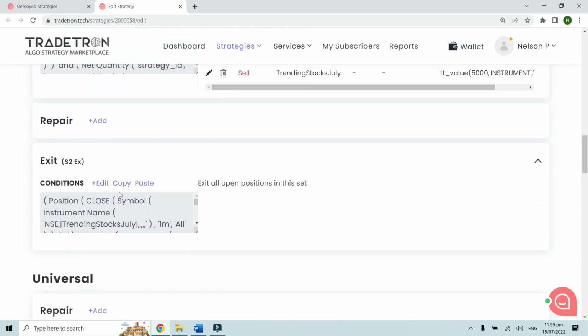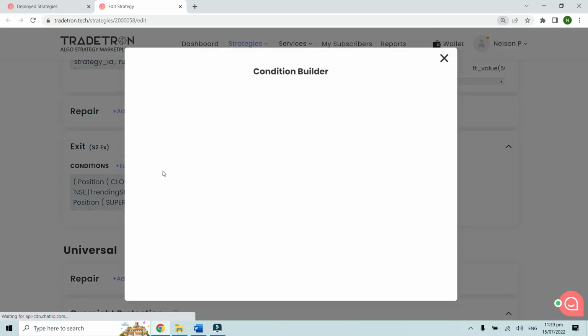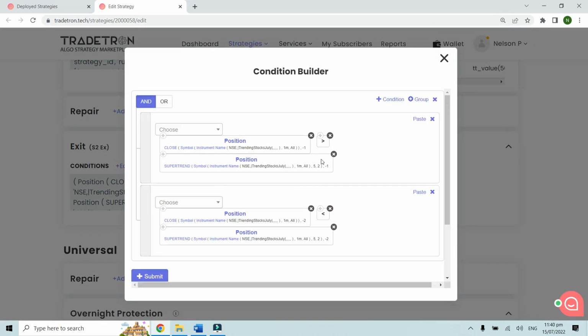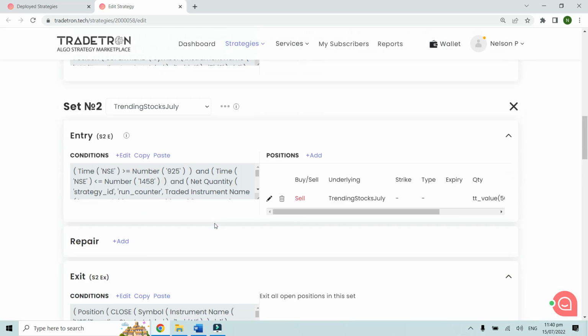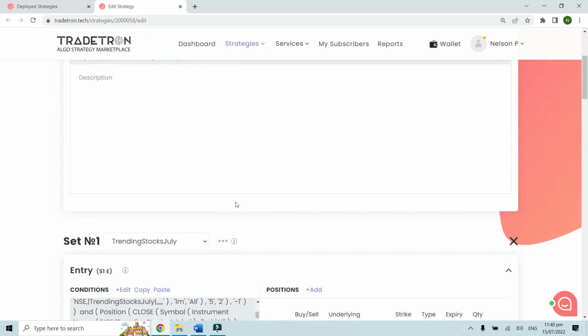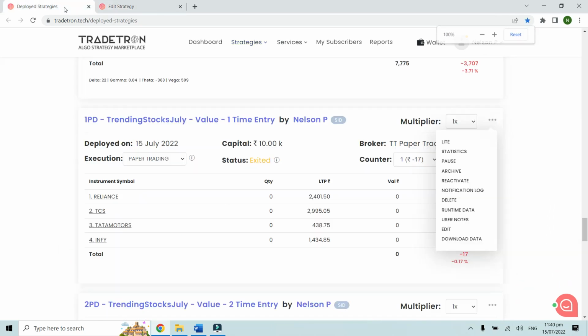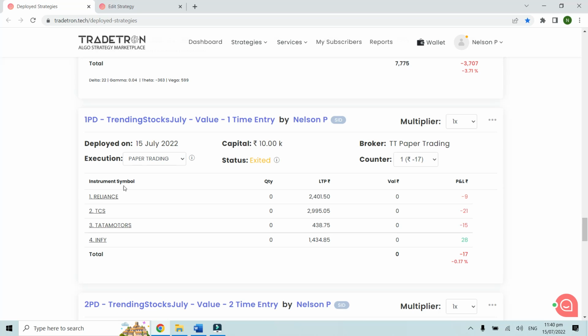And the exit for set number 2 is the upside crossover, where the close of the previous candle is greater than the Super Trend and the close of the previous to previous candle is lesser than the Super Trend. That is, the set number 2 exit will be similar to the entry condition of set number 1. It's a very simple crossover condition. We will see after creating this strategy what kind of trades it has taken. So this is the strategy. Let's go to Reliance.